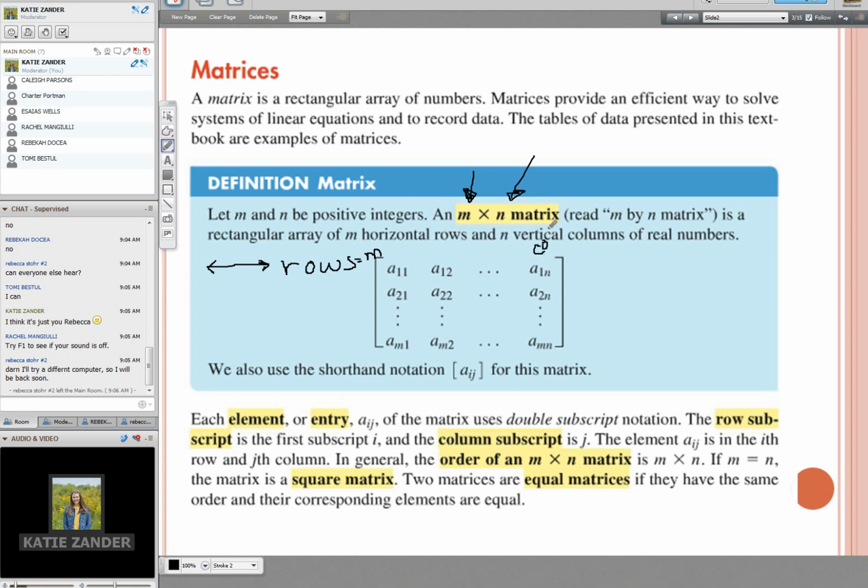So a column, and I'm sure I spelled that right, is one that moves up or down.